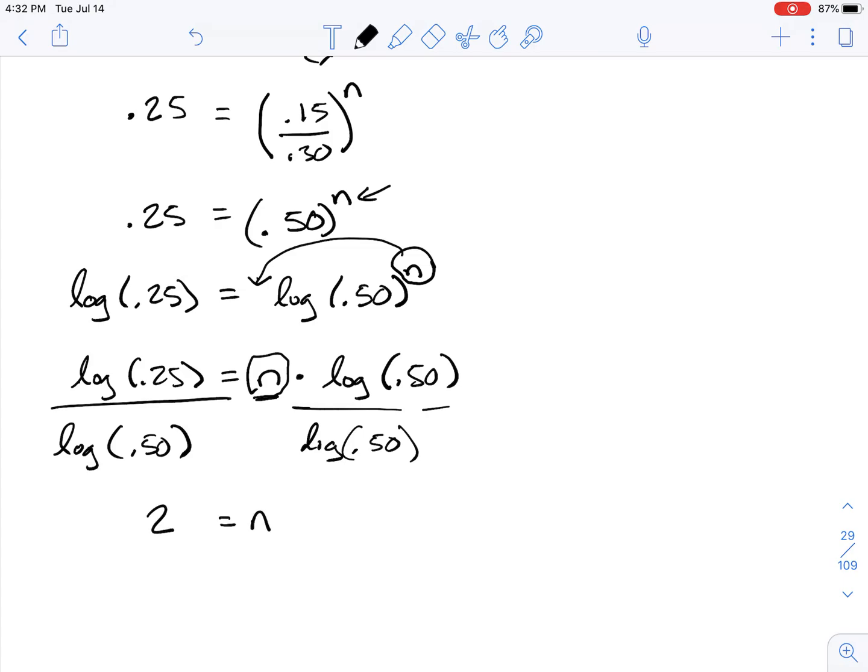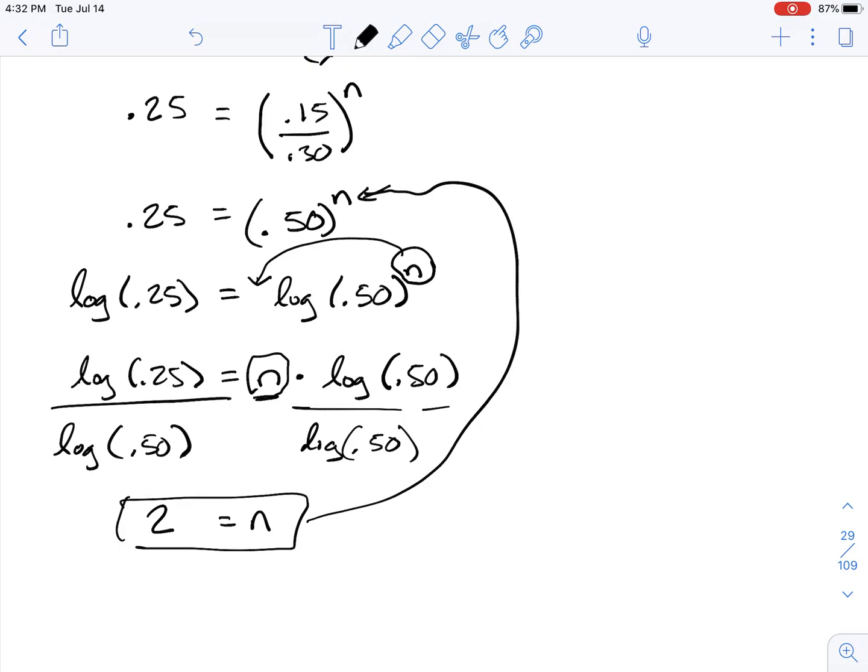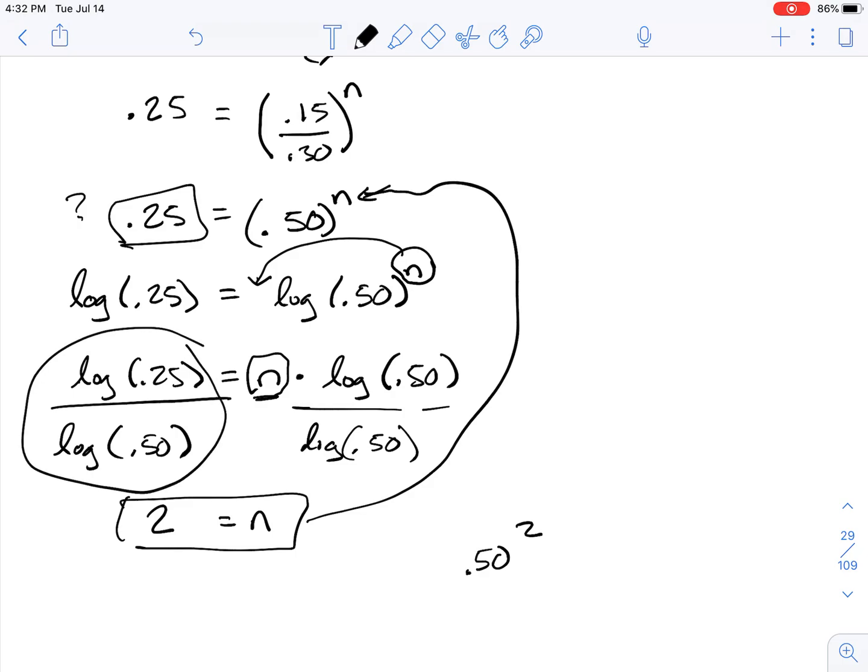There's one way you can check if this makes sense. You can plug n right into here. If you put in 0.50 squared in your calculator, does that equal 0.25? And the answer is yes. That's how you know that you performed this calculation correctly, when you're able to take this answer and plug it back into this variable. So 0.50 squared is equal to 0.25.